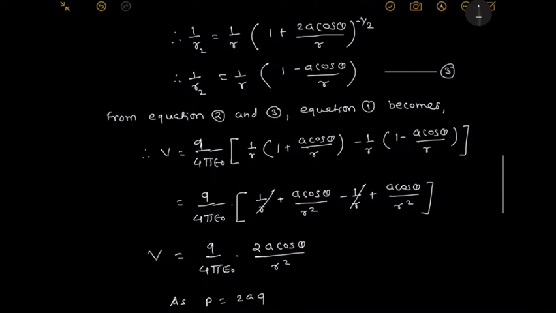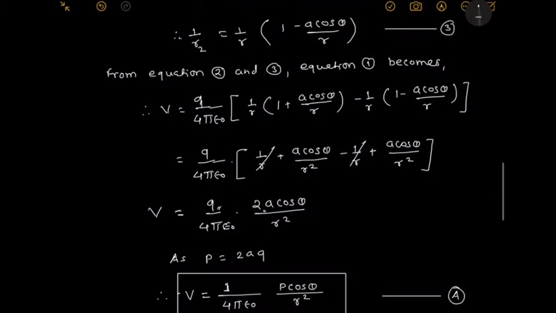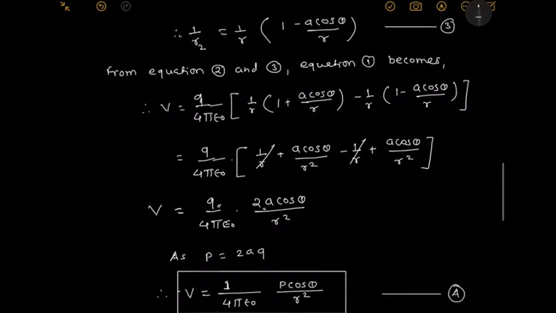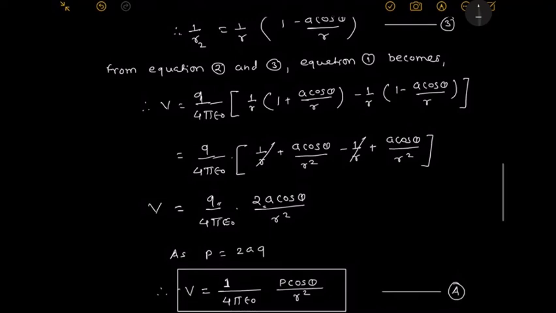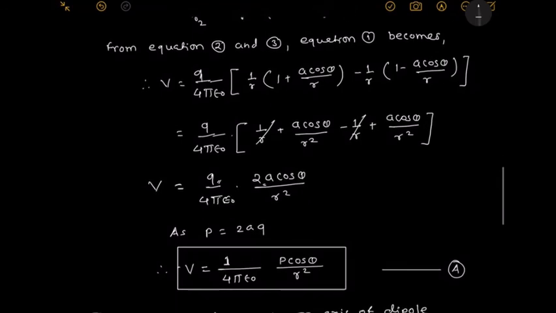Again we simplify in terms of dipole moment. The magnitude of the electric dipole moment is P equal to twice AQ. Therefore, the numerator term Q and twice A, multiplied, becomes P. Hence, V equals 1 divided by 4 pi epsilon 0 into P cos theta divided by R square. And that is the required expression for the electric potential due to a dipole moment.